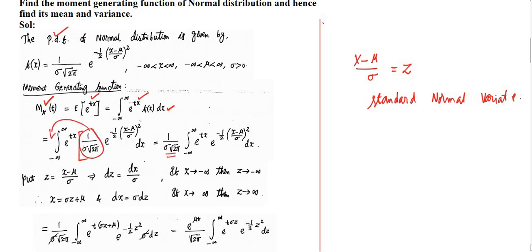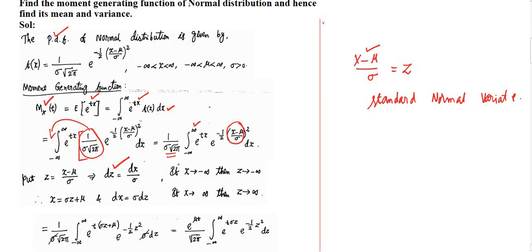The remaining terms are integral minus infinity to plus infinity e power tx into e power minus 1 by 2 x minus mu by sigma whole square into dx. We cannot integrate this easily. We are going to use the substitution method. The substitution is given as x minus mu by sigma is nothing but z, that is the standard normal variate. If z is equal to x minus mu by sigma, then dz is equal to dx divided by sigma.